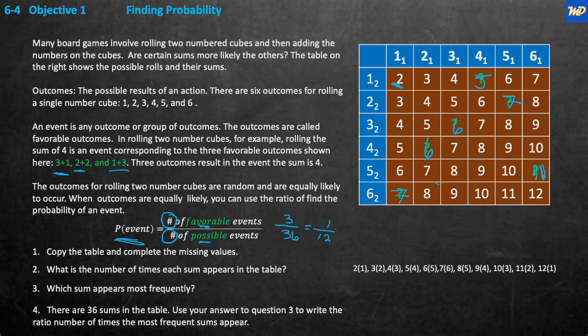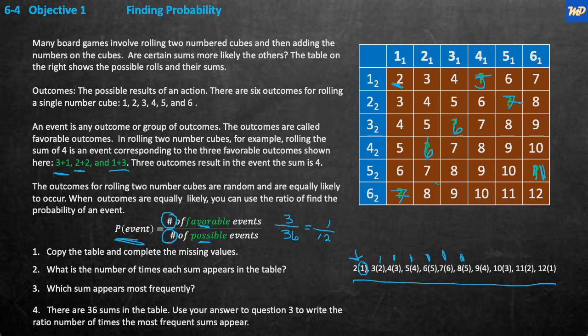And if you look along here, what is the number that appears most frequently? So it says the next one, what is the number of times each sum appears in the table? Let's do this first. The answers are right here in this long list. The number 2 appears 1 time. The number 3 appears 2 times. The number 4 appears 3 times. The number 5 appears 4 times. The number 6, 5 times. The number 7, 6 times.